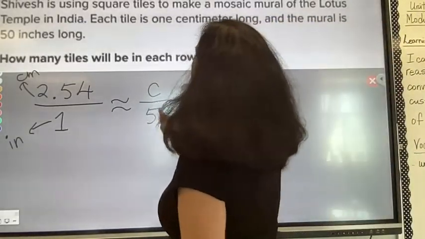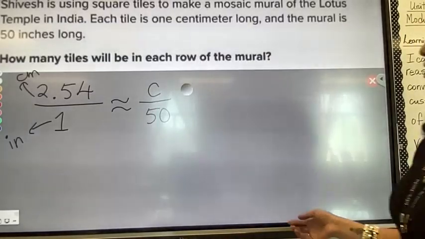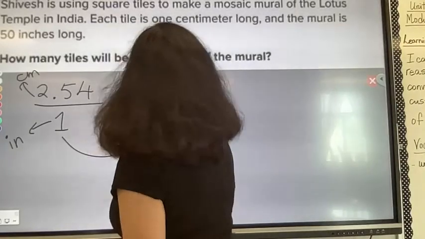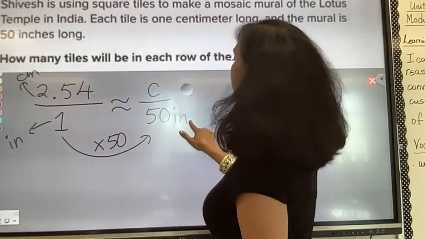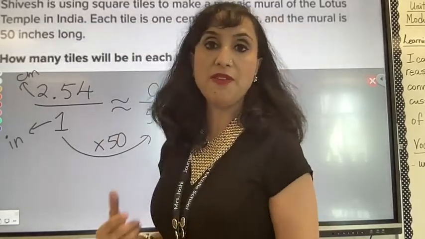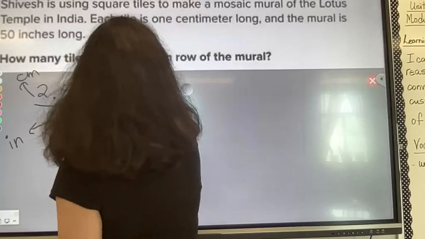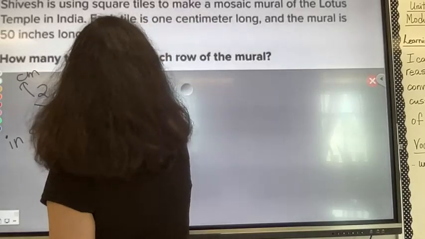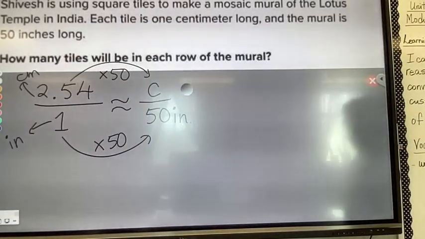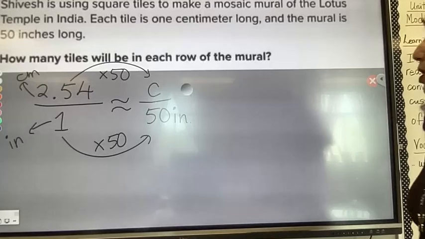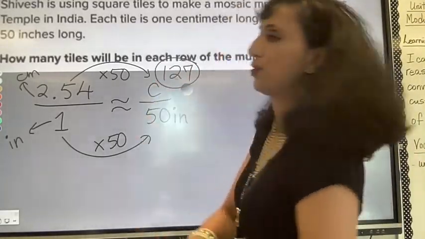We're given 50 inches. All right, so in this case, I know that 1 times 50, in inches, gives me 50. Whatever I do to the denominator, I do the same thing to the numerator. So I'm doing times 50, and I get approximately 127 centimeters, and this is my answer.